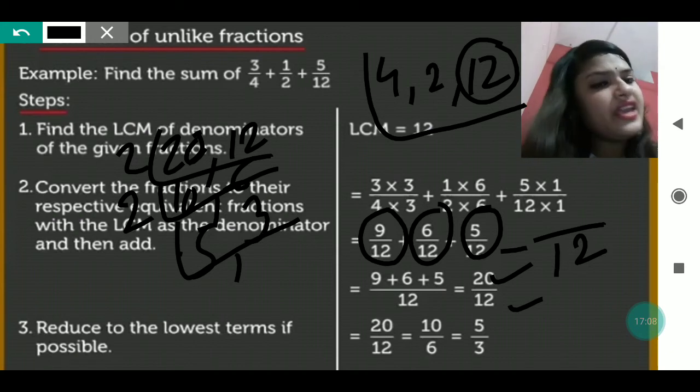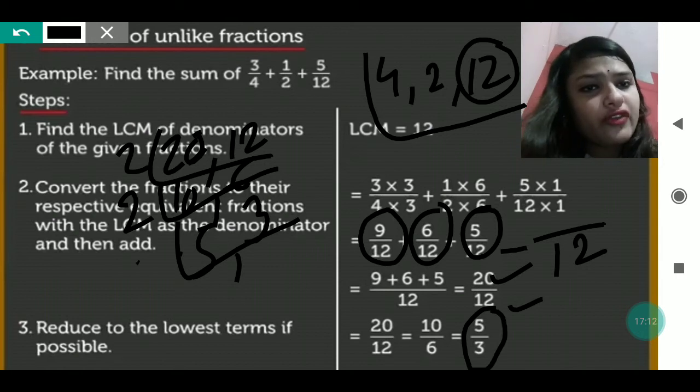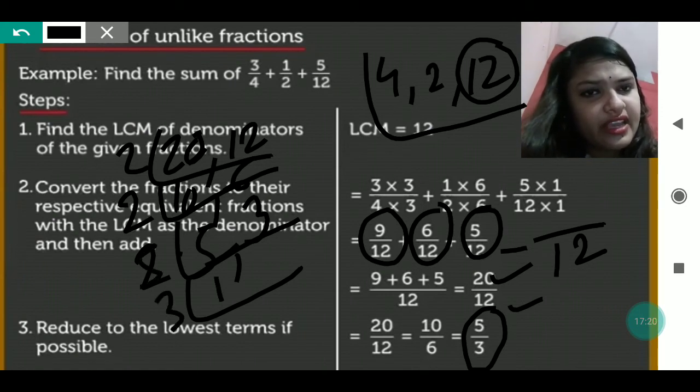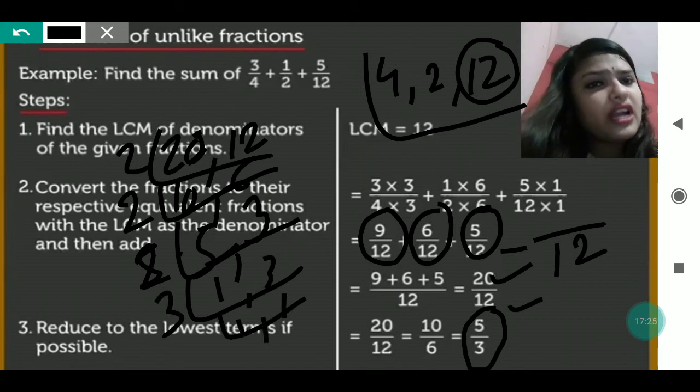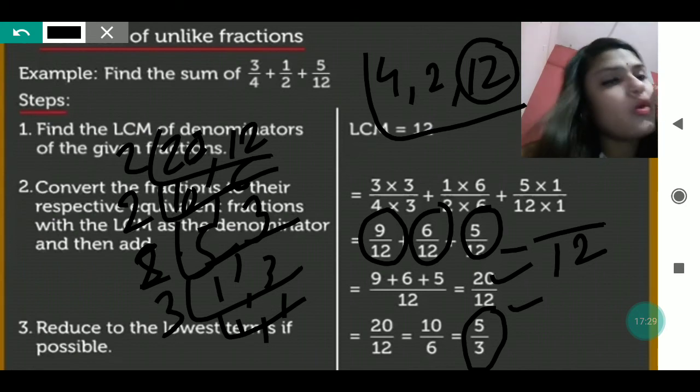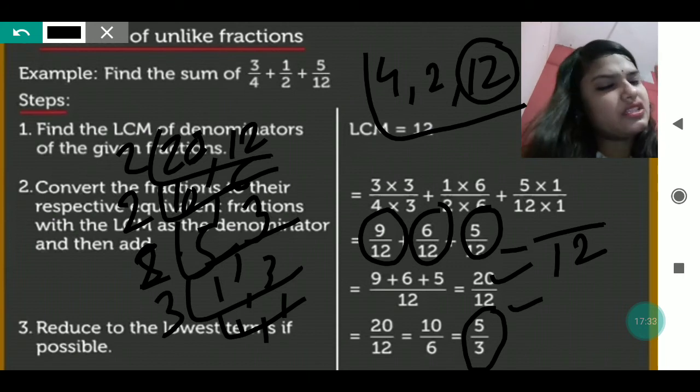5 by 3. Now if you divide again, it is not divisible by 2. Dividing by 5 and by 3 would give 1 by 1, so the common factor of both numbers that you get is 1 only.